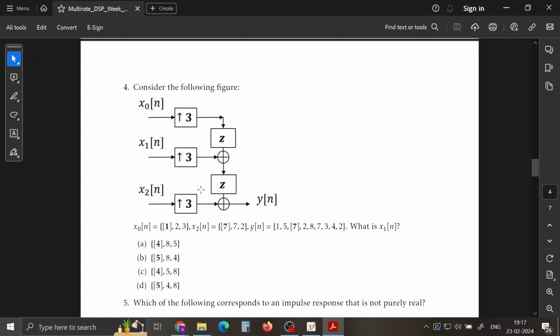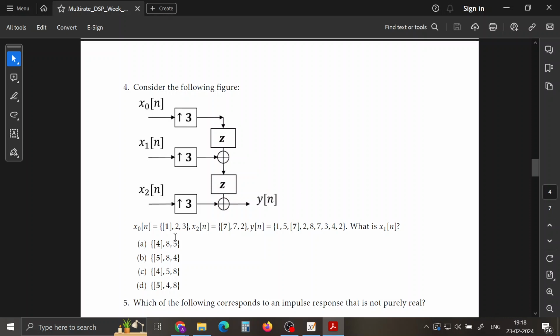So this is the block diagram given. Now your x naught of n is given, x2 of n is also given, the output y of n is given. You need to find x1 of n. One of the inputs is unknown to you. That's what you need to find. You know the output, you know 2 out of the 3 inputs. You need to find the remaining third input. Here you are not asked to find the output; the output is given, but one of the inputs is unknown.